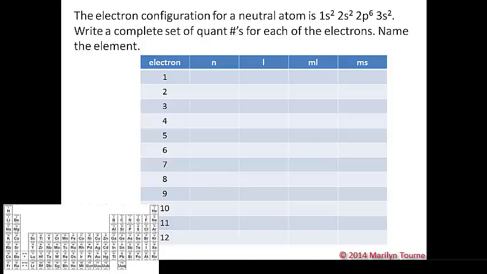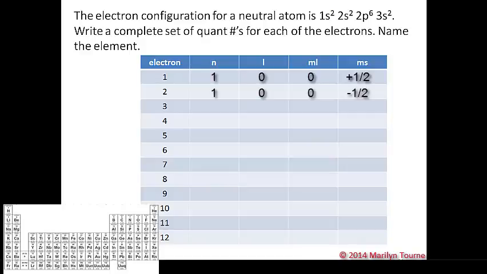So the first electron would be the 1s1, right? So that would have an n of 1, an l of 0, because s is equal to 0, an m sub l of 0, and a spin number of plus 1/2. The second electron is in the same 1s subshell, but it's the second electron, so it would be exactly the same, 1, 0, 0, and then minus 1/2.